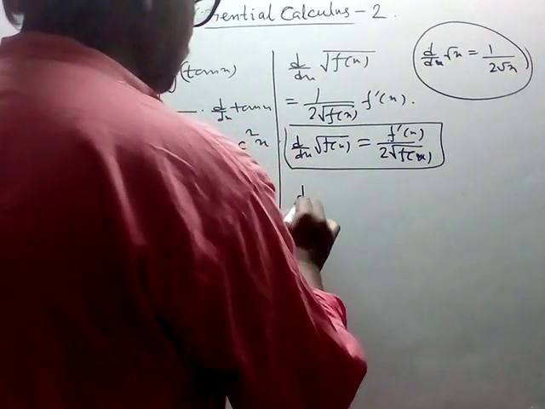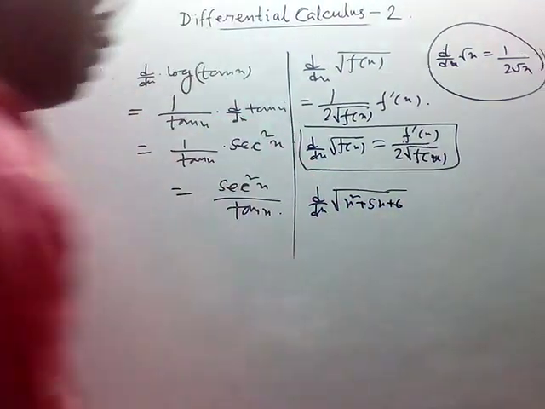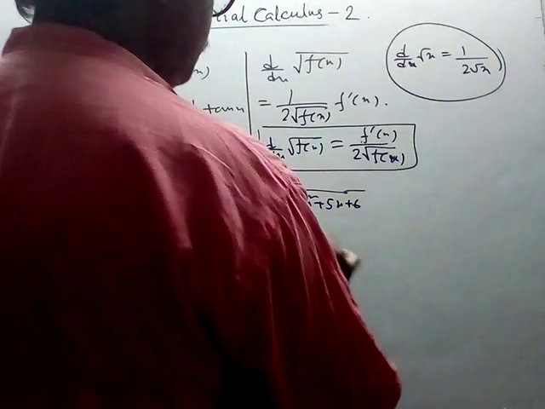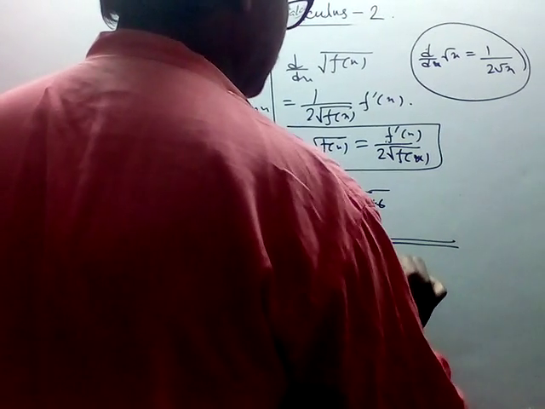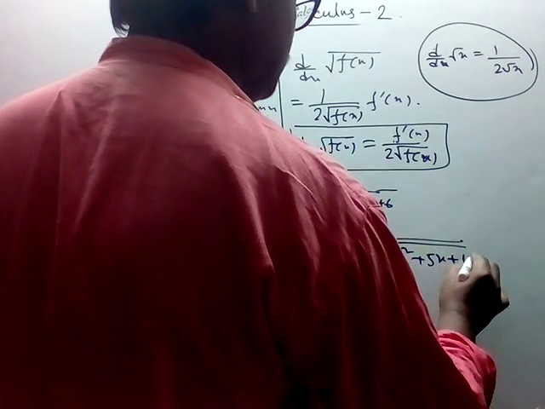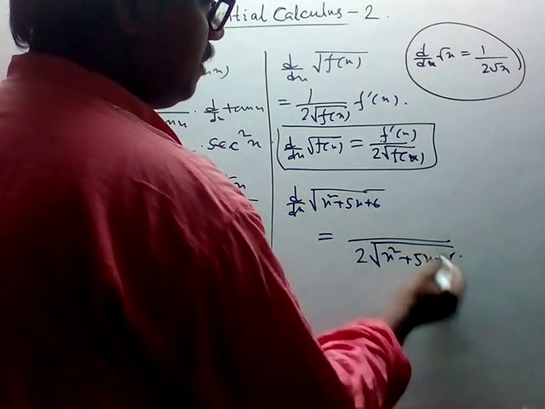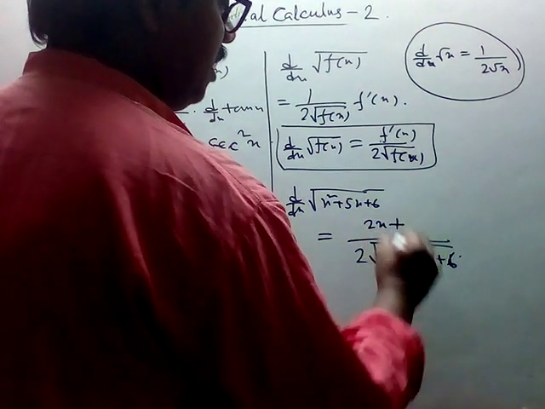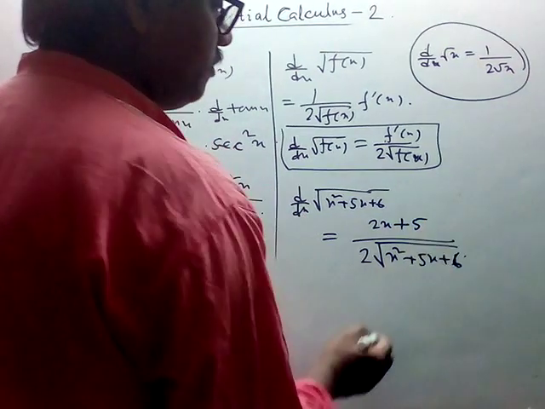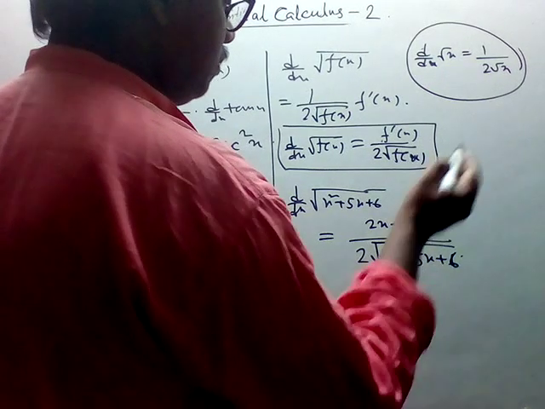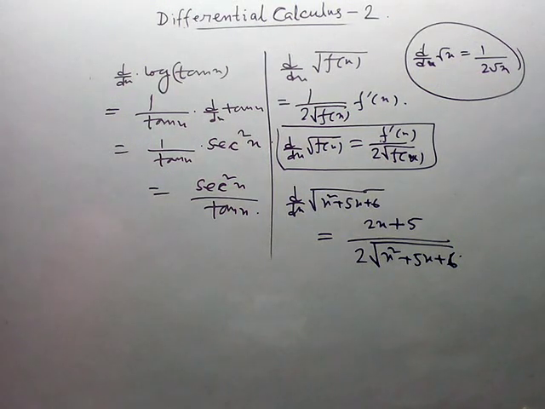So d/dx of root over x square plus 5x plus 6 equals 1 by 2 root f(x), that means x square plus 5x plus 6, into the derivative of this: derivative of x square is 2x, plus derivative of 5x is 5 into 1, that means 5, and derivative of 6 is 0. Therefore, this is the derivative of root over x square plus 5x plus 6.